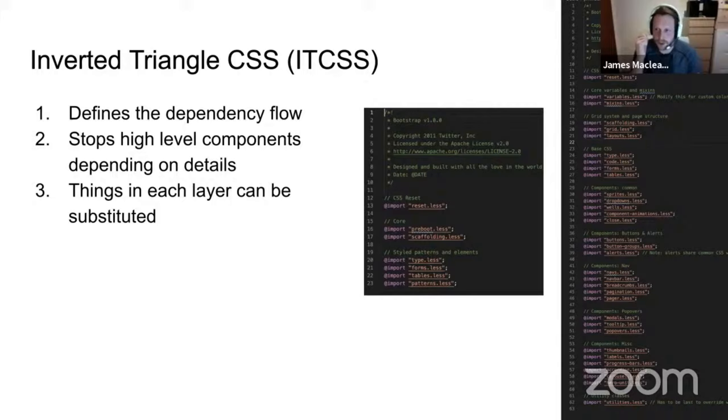Just here in the center of the screen is an example of the first release of Bootstrap. And you can see that the order of the imports is a rudimentary version of the inverted triangle. And by their first proper release, version 2, which was the next year in 2012, their organization matches the inverted triangle almost exactly, except they've added a few more and the names aren't quite the same. But the general principle is there. So it's kind of the way to do it, as far as I'm concerned.